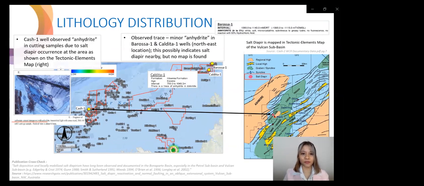However, no map is found for now. In this case, a new updated map is recommended to pinpoint all the locations of salt to avoid some misinterpretation later on.